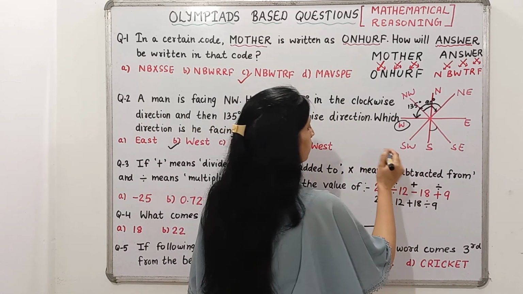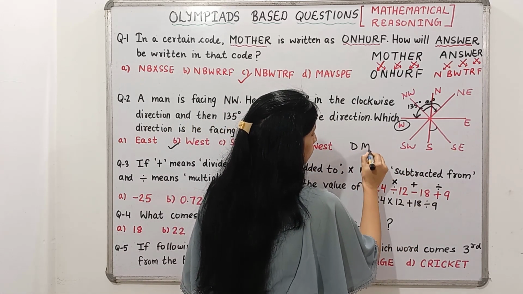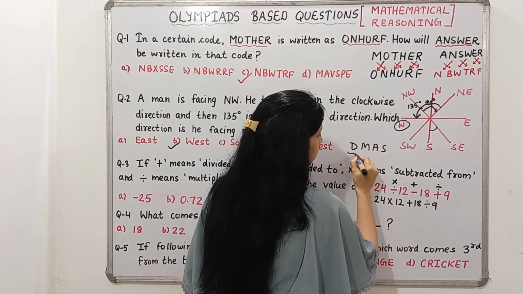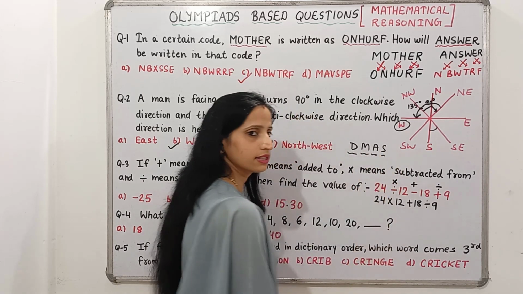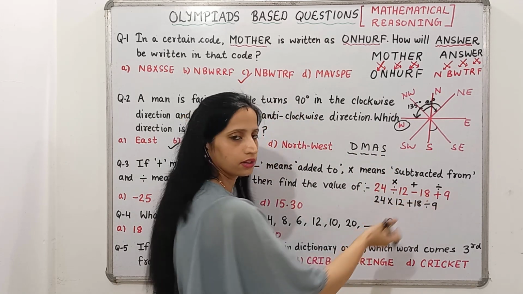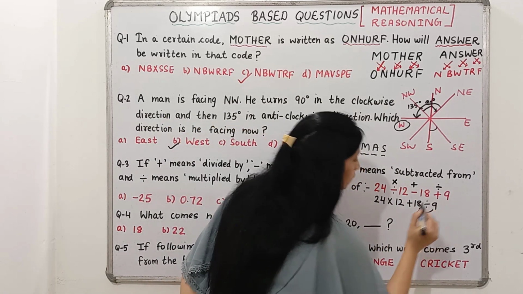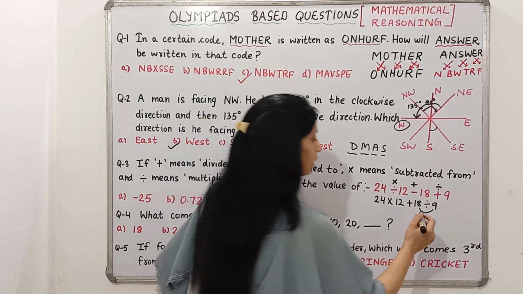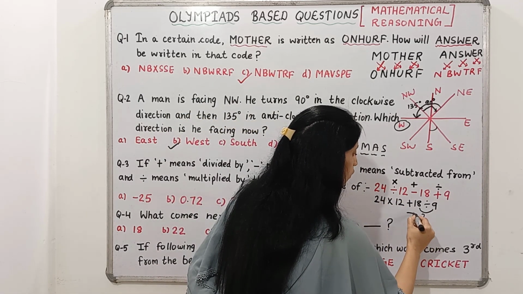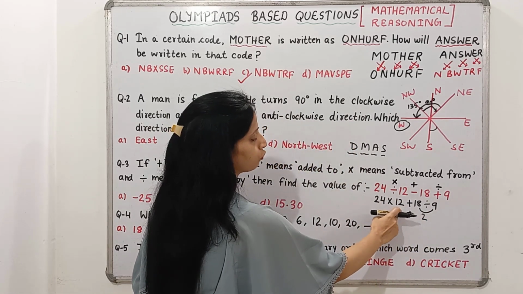Now, as per DMAS, what we will do first? Division, then multiplication, then addition, and then subtraction. There is no bracket, otherwise firstly we will solve the brackets. Now, first we will do division. What we will get? 2. I am writing 2 directly. The symbol of plus. Now 24 multiplied by 12.